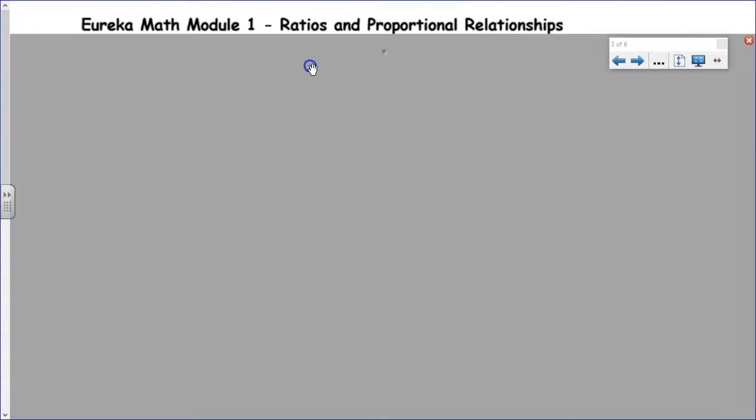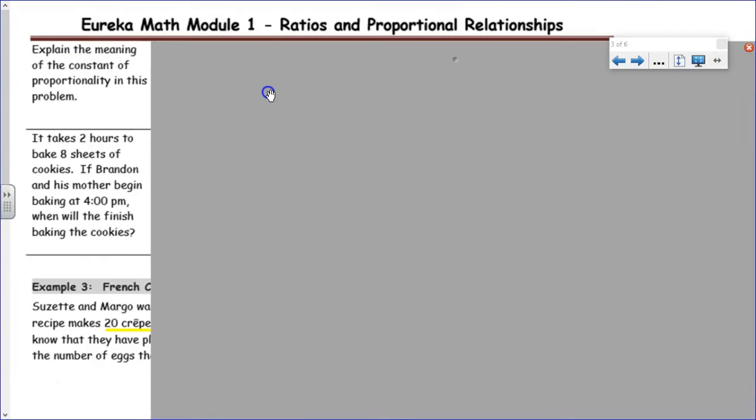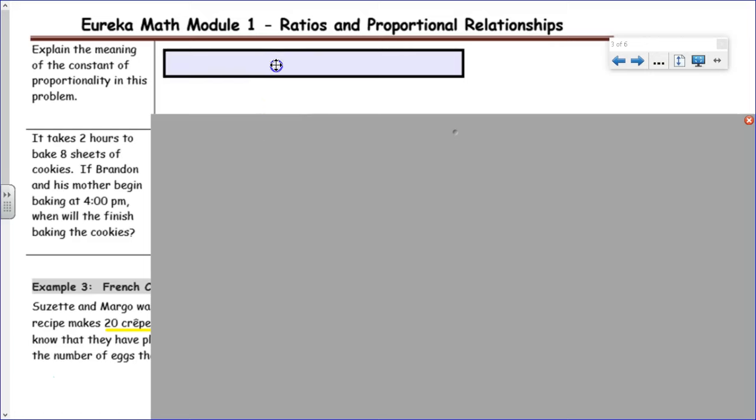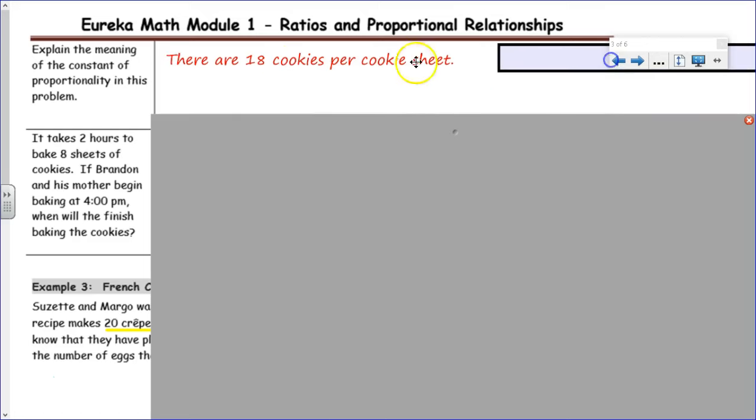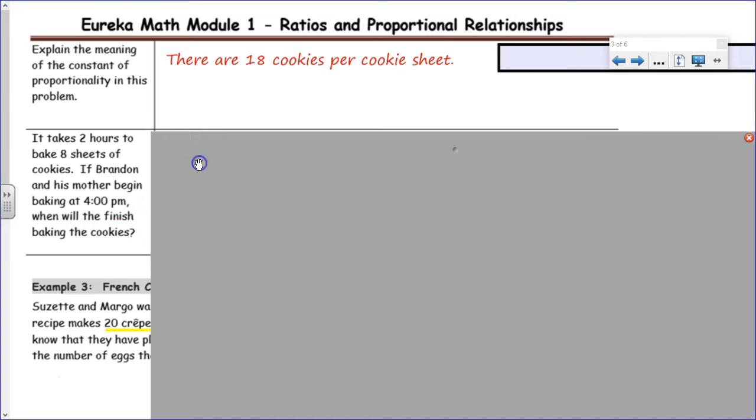Okay, on the next page, I want you to try this on your own. The constant of proportionality just means that there's 18 cookies per sheet. Now, it takes 2 hours to bake 8 sheets. I want you to figure out how long it will take them to make all of the cookies. Then figure out if they start at 4 o'clock, when will they finish baking the cookies? Pause it and try to come up with a plan of attack for that. If it's 2 hours for 8 sheets, first you might need to figure out how many sheets you need total. Go ahead, pause it and go for it.